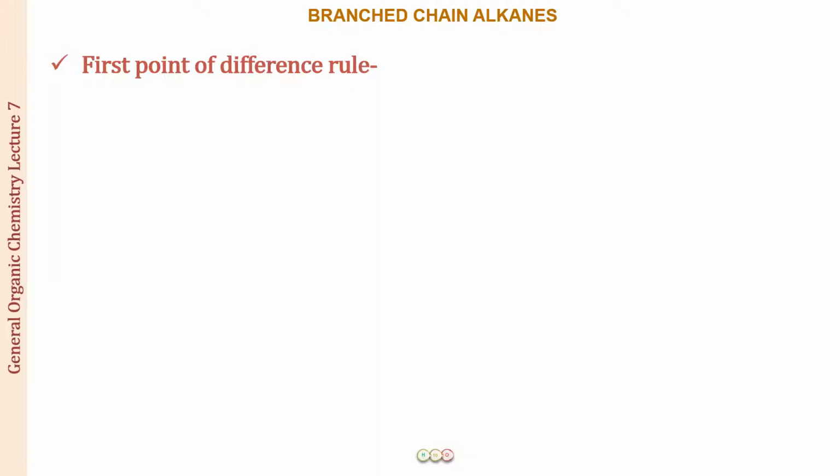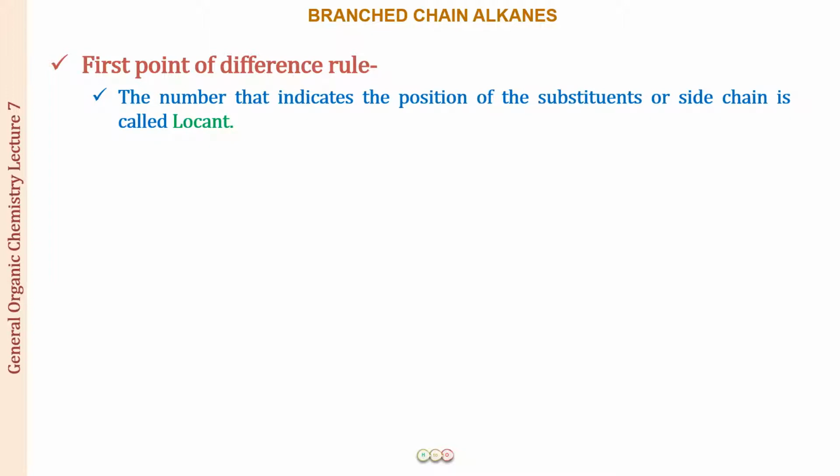Now here we have two rules that you have to understand, for how we are going to give the alkyl groups the lowest possible number. So the first rule is the first point of difference rule. Let us first of all understand the rule, and then we will look at one example of that, right? This rule says that first of all, the number that indicates the position of the substituent or the side chain, call that the locant.